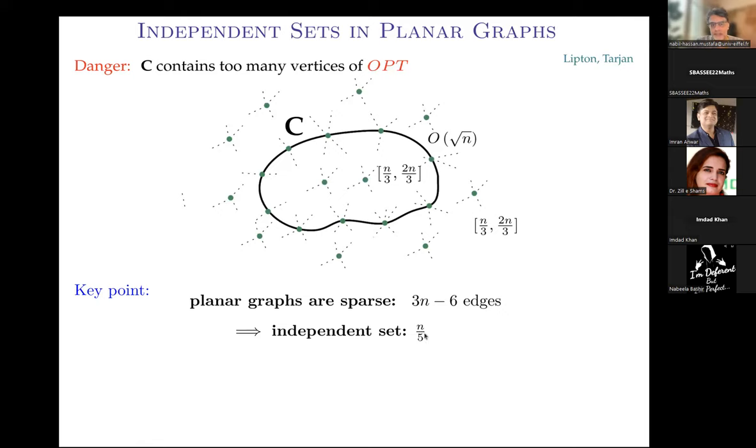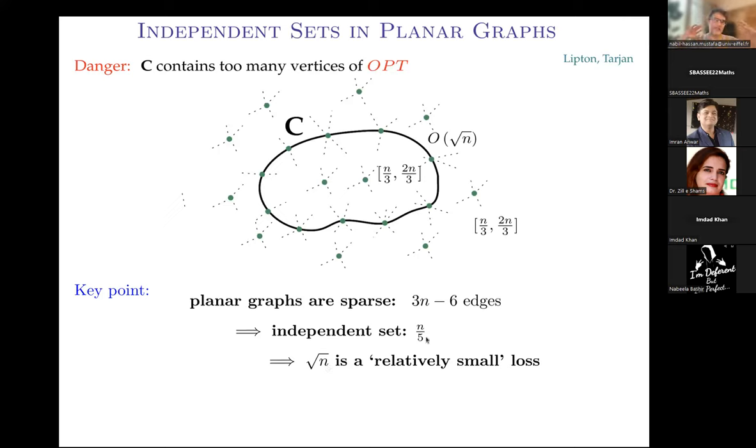And that's the key thing: the stuff that we're losing at each step, we just threw away the square root of n vertices. The point is that square root of n is not too big compared to n. This independent set has size n over 5, and we are throwing away square root of n. So it's actually very small, a negligible part of it.